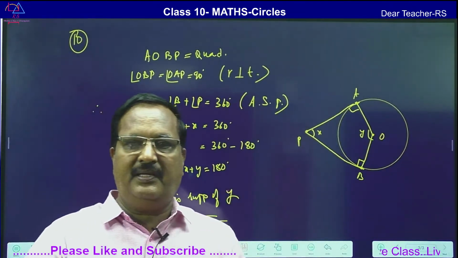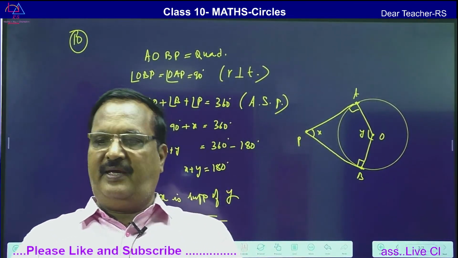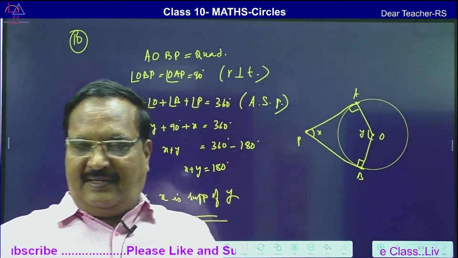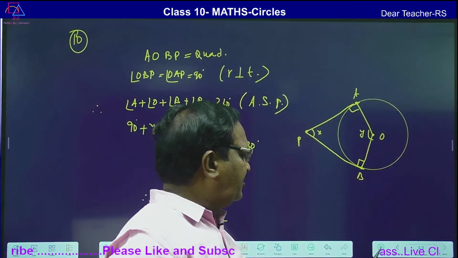Very simple. Okay, and important, there are very high chances of it coming as a 2 marks question. So this is question number 11. Now let us go to question number 12.